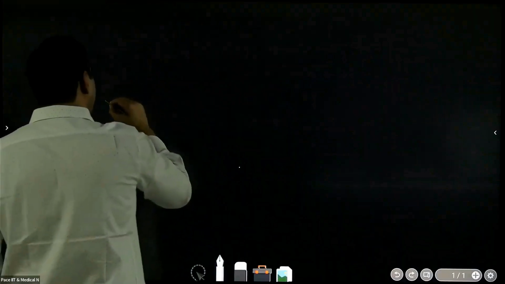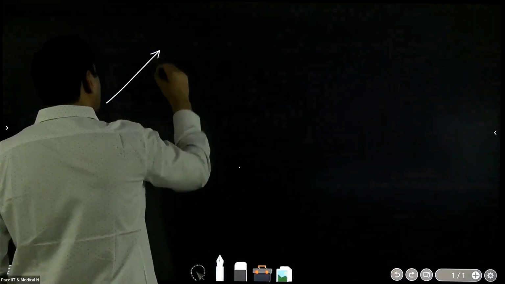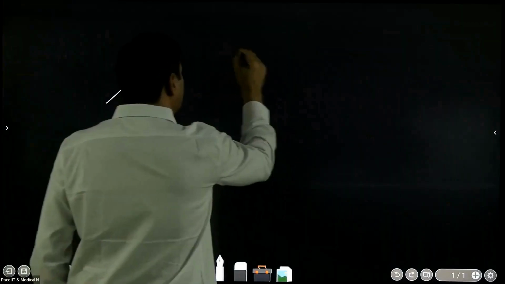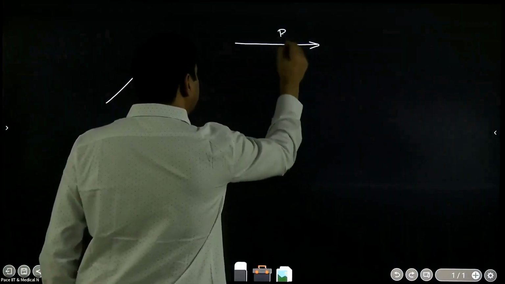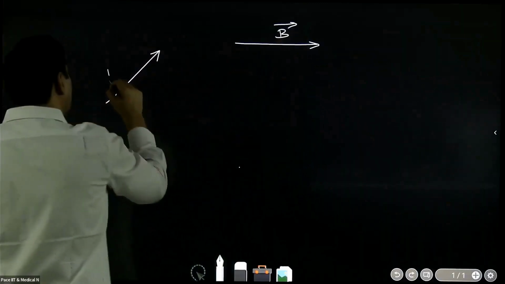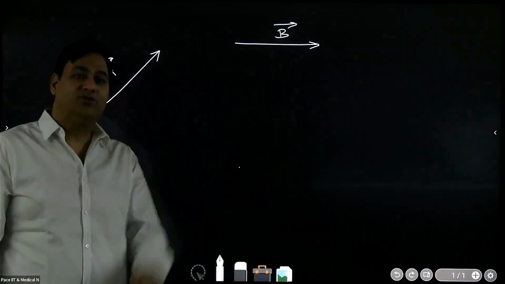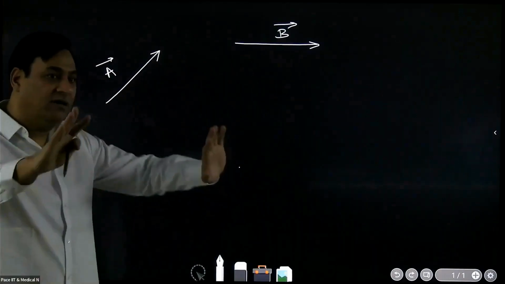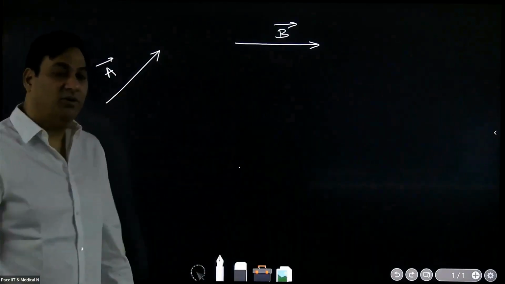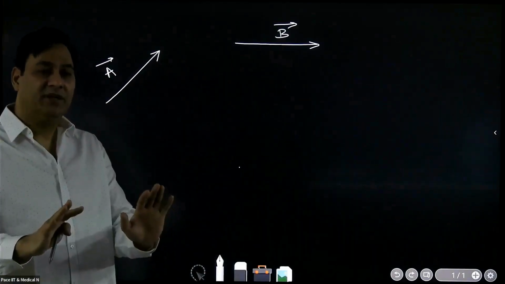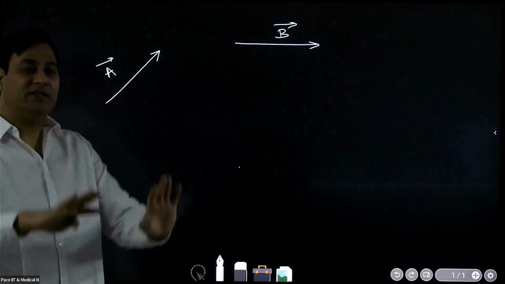If I have a vector A, if I have another vector B, and I want to add them. So there is a thing called triangle method, there is a thing called parallelogram method. There are two methods to it. And we learn both of them, right? And both of them give you the same answer. They are two different ways of saying the same.